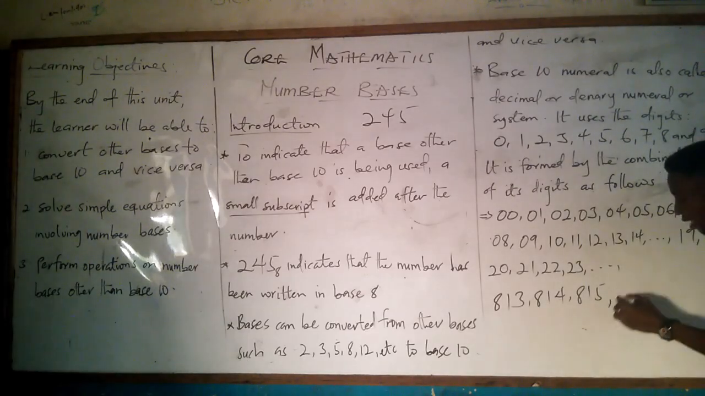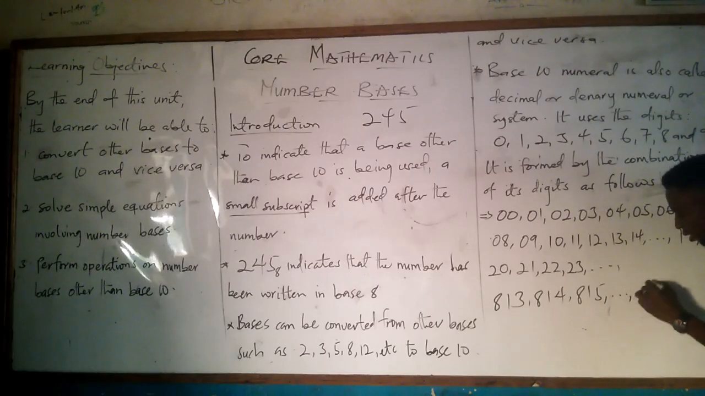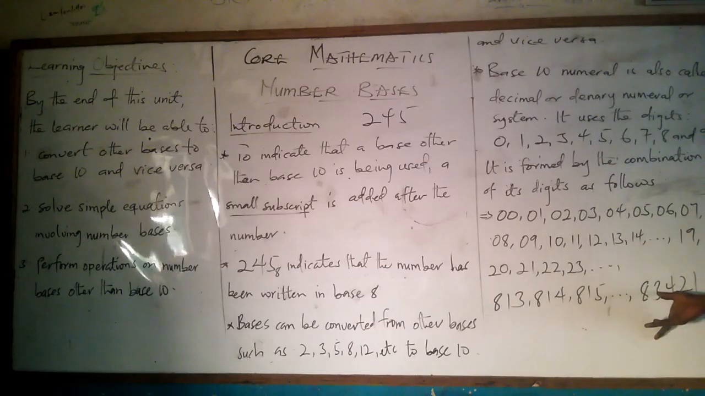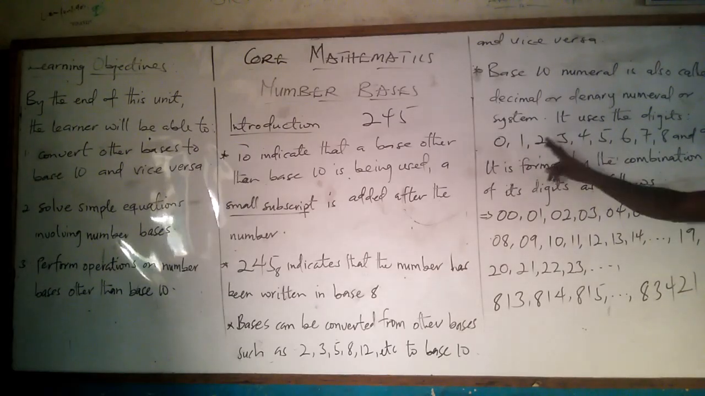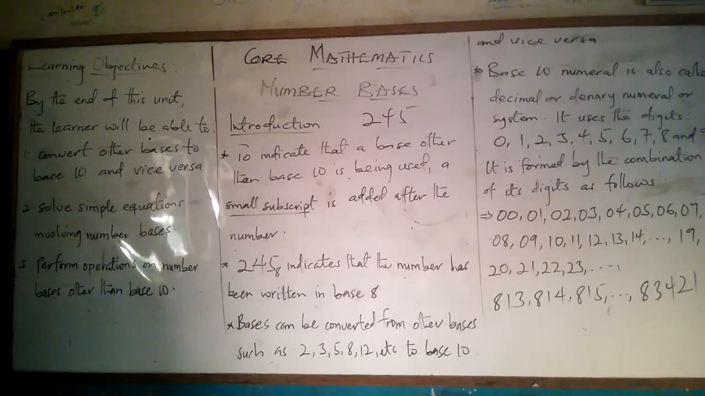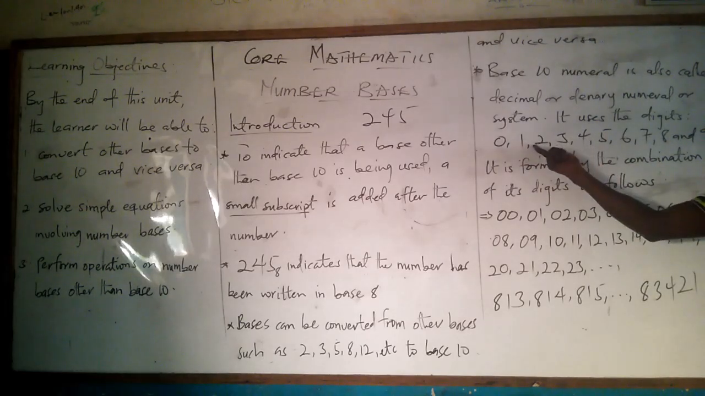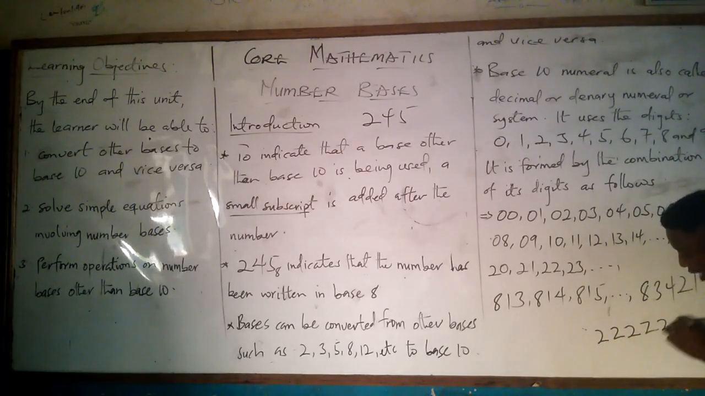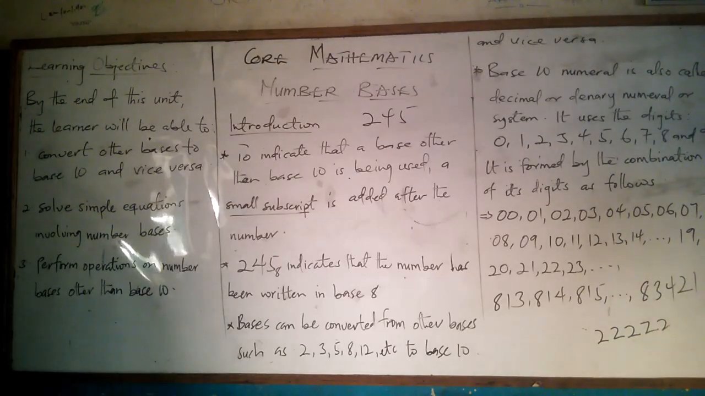I can even have something like 8, 3, 4, 2, 1. And they are all from these ones. It's a combination of these digits. Please, are we getting that? And that is numbers in base 10. It's not always that you should form them in order. You can mix, you can take this one, come for this one, you can mix them with any of them. I can even take this one and write it, let's say, 5 times. So I'll have 2, 2, 2, 2, and 2. And this one is a base 10. Please, are we getting that?